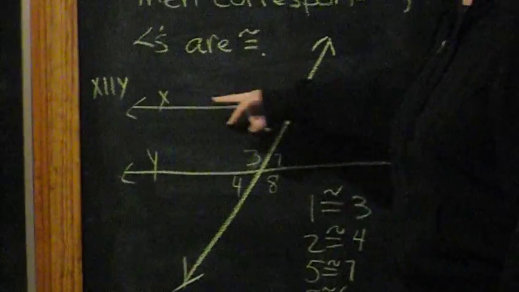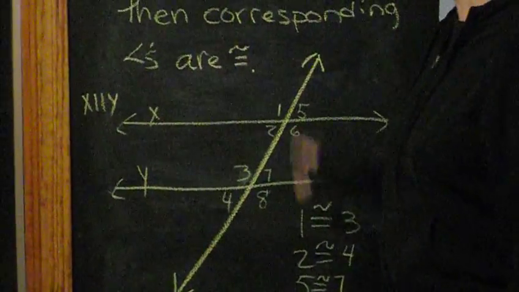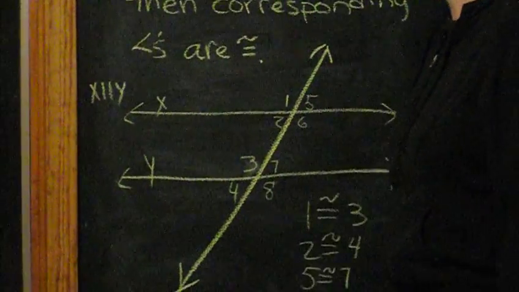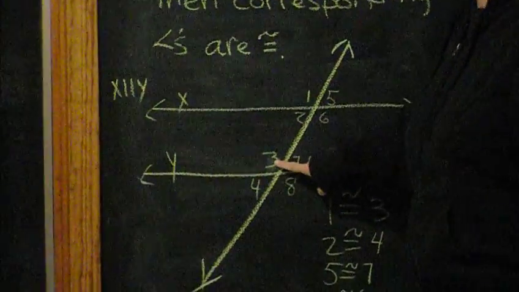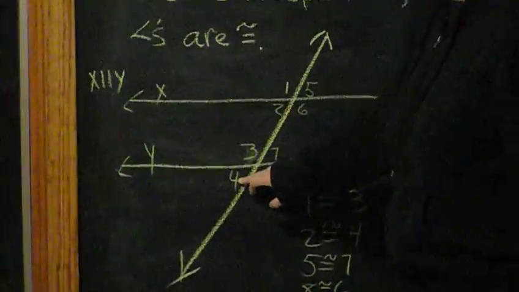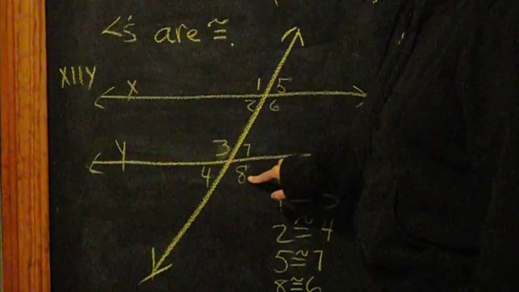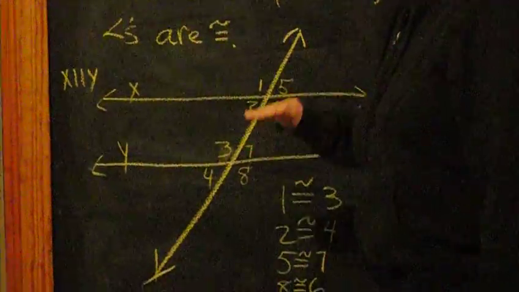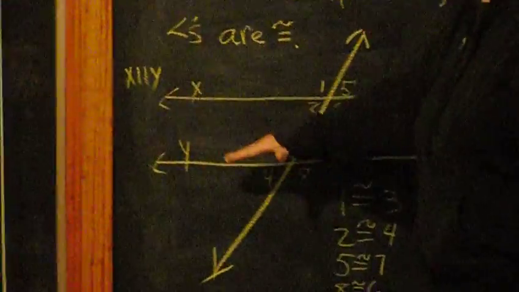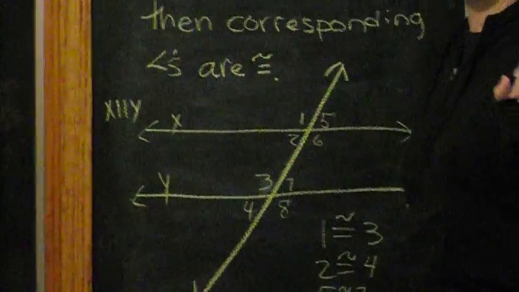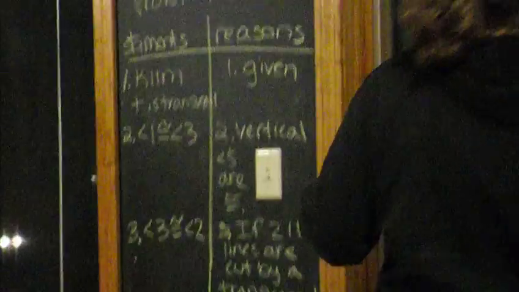In this case, x and y are parallel, and this is your transversal. 1 and 3 are going to be congruent. 2 and 4 are going to be congruent. 5 and 7 are going to be congruent. And 6 and 8 are going to be congruent. The only way that is true is if x and y are parallel. If they are not given as parallel, you cannot make that assumption, even if it looks like it is.